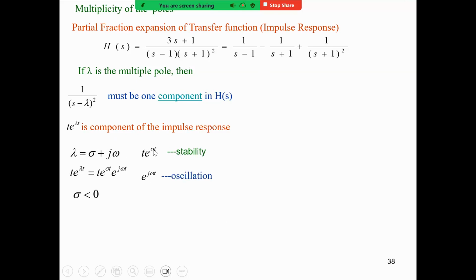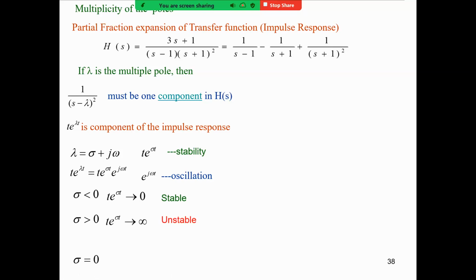Now first, if sigma is negative, we know t will go to infinity, but e to the sigma t will go to 0. If we multiply those two together, will it go to 0 or go to infinity? It will go to 0, because the rate at which it goes to 0 is much faster than t going to infinity, because it goes to 0 exponentially. Still goes to 0, okay? Of course, if sigma is positive, both of them go to infinity, right? So no question.